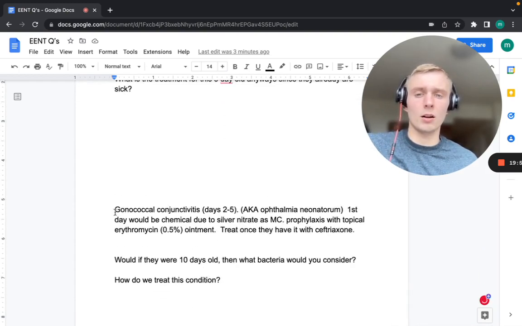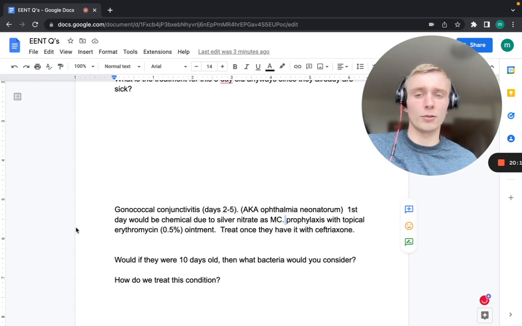So this is going to be gonococcal conjunctivitis. Gonococcal conjunctivitis, that's classically between days 2 and 5 of life. This is also called ophthalmia neonatorum. First day would be chemical conjunctivitis due to silver nitrate most commonly. So day 1, chemical conjunctivitis. Day 2 through 5, gonococcal conjunctivitis.